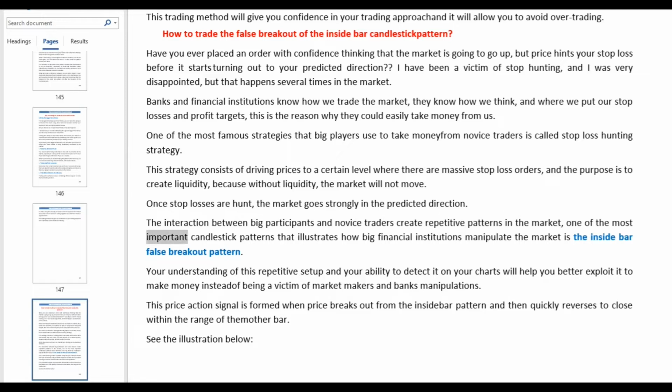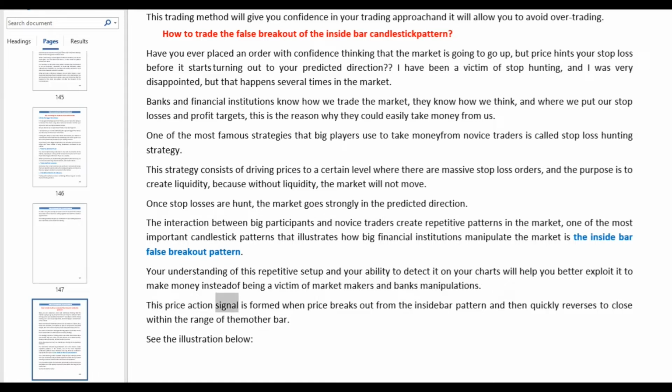One of the most important candlestick patterns that illustrates how big financial institutions manipulate the market is the inside bar false breakout pattern. Your understanding of this repetitive setup and your ability to detect it on your charts will help you better exploit it to make money instead of being a victim of market makers and banks' manipulations.